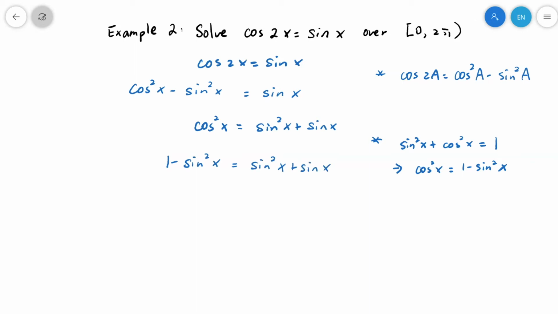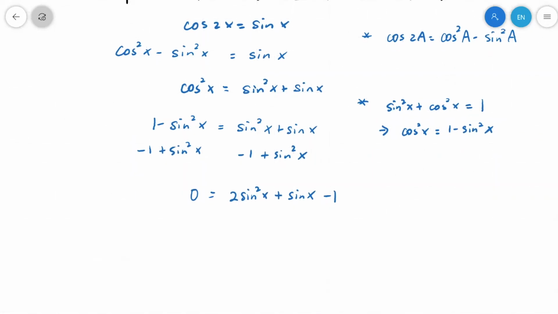equal to sine squared x plus sine of x. So you can see now everything is written in terms of sine of x. Just to make it more polished, I'm going to subtract 1 and add sine squared of x on both sides. So I end up with 0 equals 2 sine squared x plus sine of x minus 1.